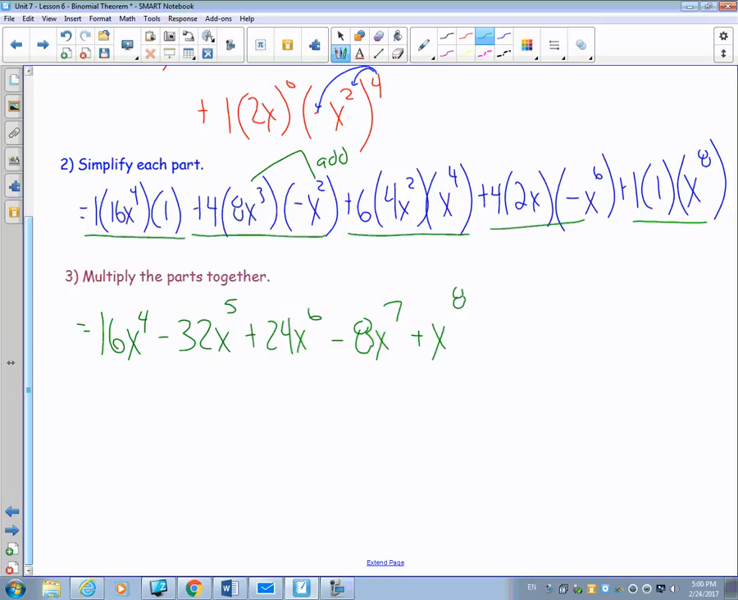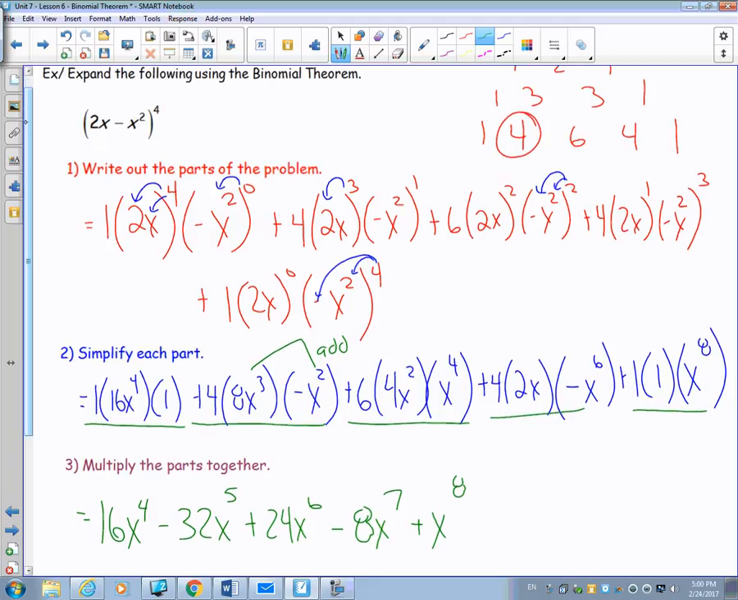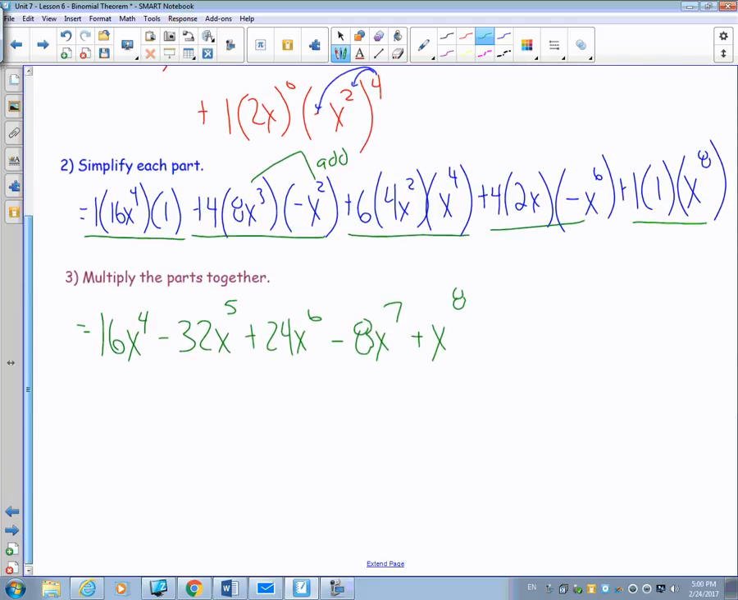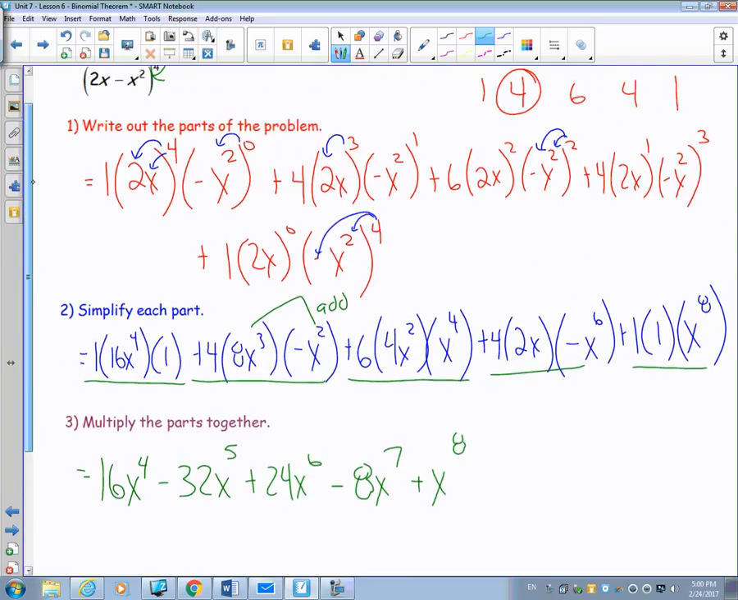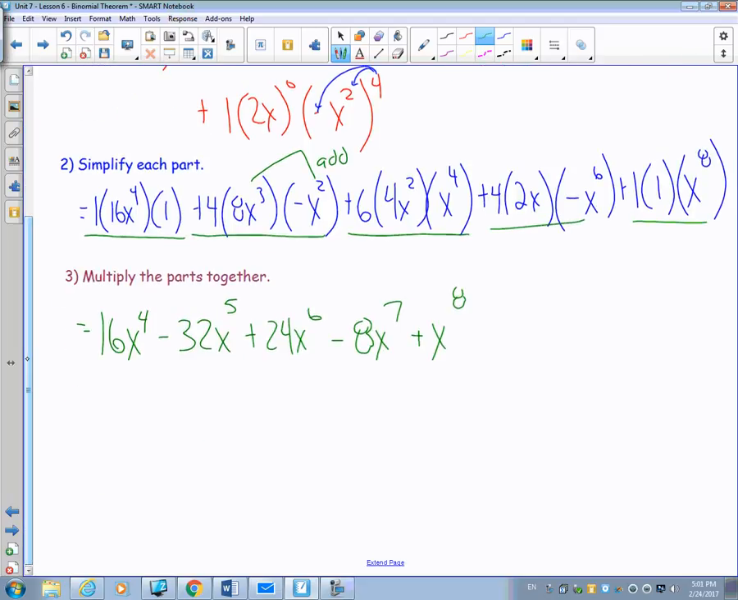Now, a couple things to check. Our exponent we started with was a 4, so we should have 5 terms. So n, we can always have n plus 1 terms. We do have 5. Our exponent should follow a pattern. Oh, 4, 5, 6, 7, 8. They do follow a pattern. And one other thing you can actually check, whenever you have a minus sign in your question, which we do in here, your terms should alternate signs, which ours do. Positive, negative, positive, negative, positive. It's one more thing you can check when you're doing the binomial theorem.